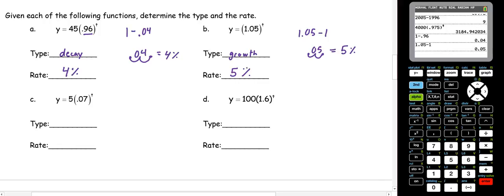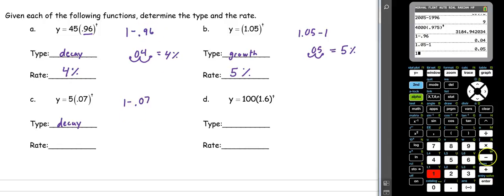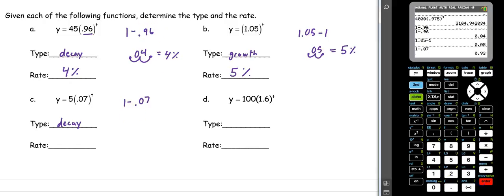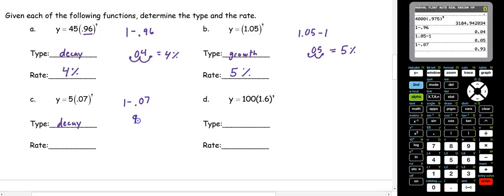Letter C, y equals 5 times 0.07 to the t. So again, this is less than 1, so this is a decay. I'm going to do 1 minus 0.07. 1 minus 0.07 gets me 0.93. So I need to change that into a rate. So I'm going to move it over 2 places. So my rate would be 93% that I decreased in a decay problem.